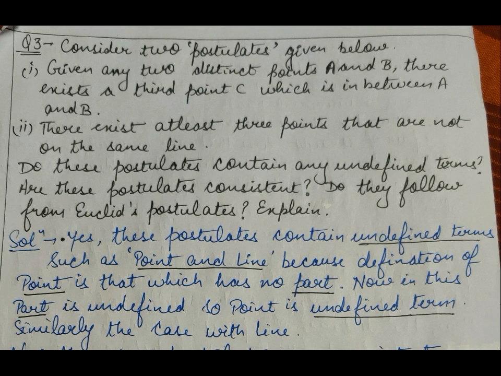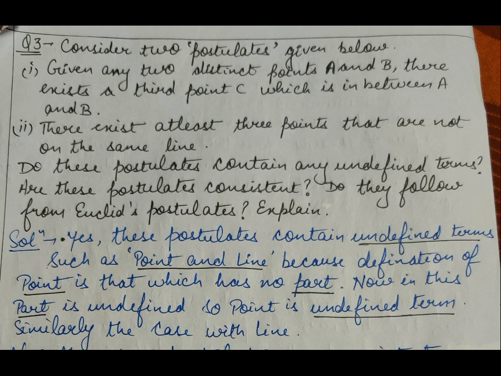First is, given any two distinct points A and B, there exists a third point C which is in between A and B. Second is, there exist at least 3 points that are not on the same plane. Do these postulates contain any undefined terms? Are these postulates consistent? Do they follow from Euclid's postulates? Please explain. So in our solution we will be explaining this.